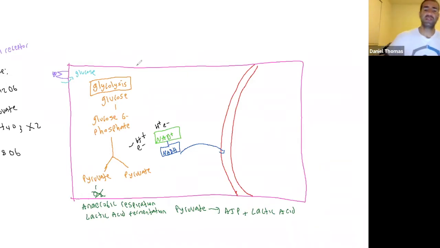But if we have oxygen, pyruvate is actually going to be carried to the mitochondria. So keep in mind, glycolysis and lactic acid fermentation happen in the cytoplasm. Let me write that here, cytoplasm. But the rest of the pathways that make lots of energy, they're going to happen in the mitochondria. So if pyruvate has O2, it is carried to the mitochondria, and it's going to be converted into another product called acetyl-CoA.